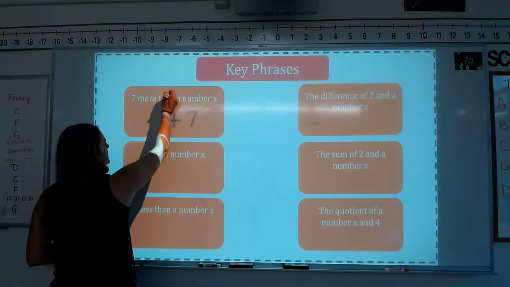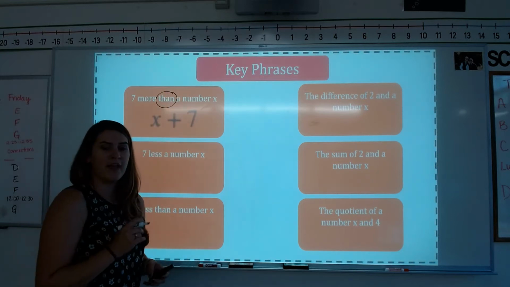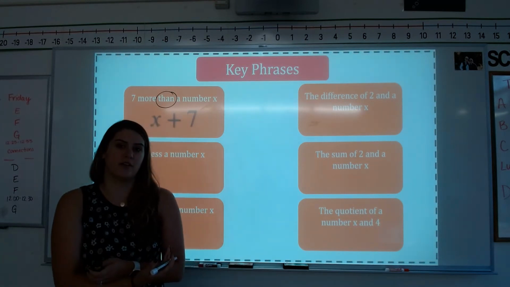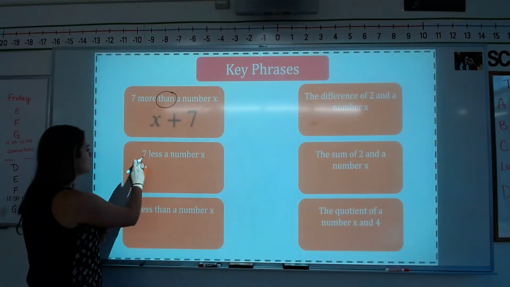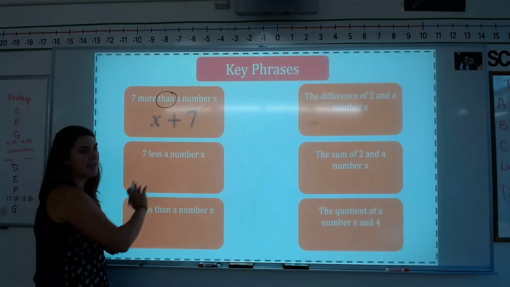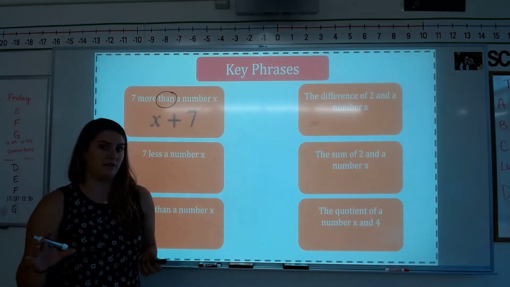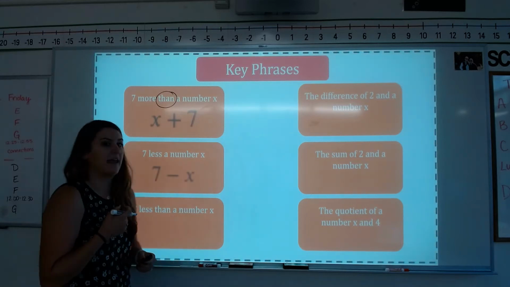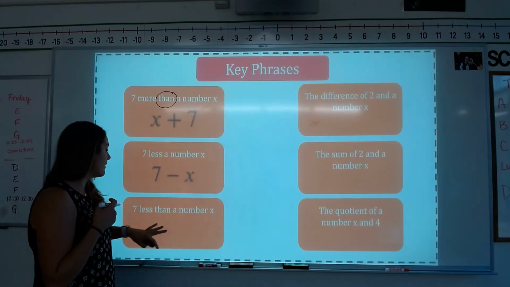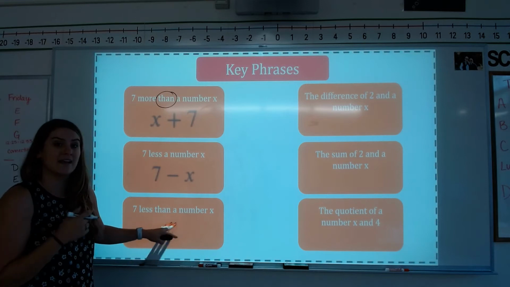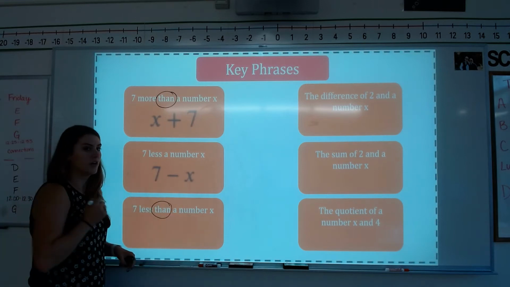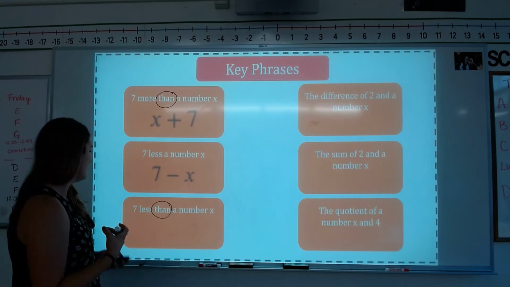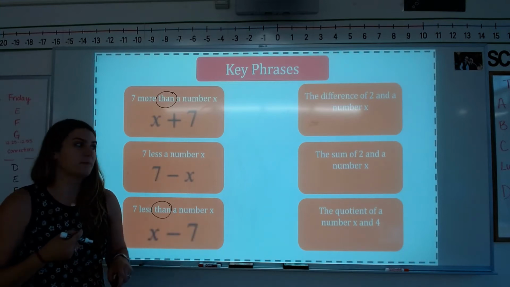The word that is key here is the "than." Anytime you have more than or less than, you're going to flip the order of the numbers. So looking at number 2, 7 less a number x, there is no "than" involved. So you're taking 7 and you're subtracting x from it, so you would get 7 minus x. On number 3, it says less than, so again, you're going to be switching that order. So you want to take whatever x is and you want to go 7 less than that. So you would get x minus 7.